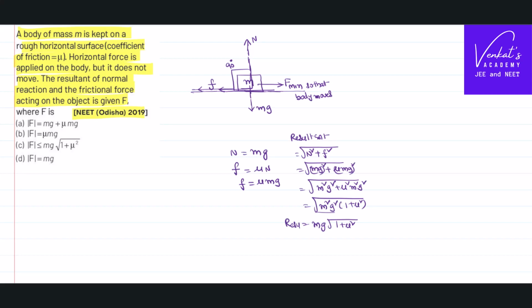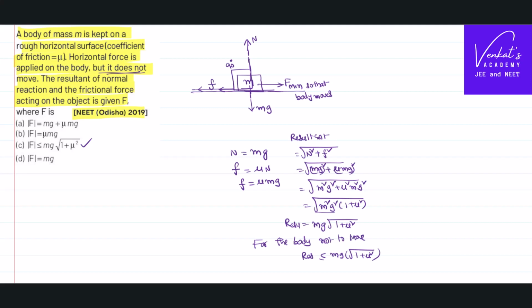Now what we want is the body doesn't move, right? So what we can say? For the body not to move, the resultant force has to be less than or equal to mg of root of 1 plus mu square. So this is the answer for the problem.